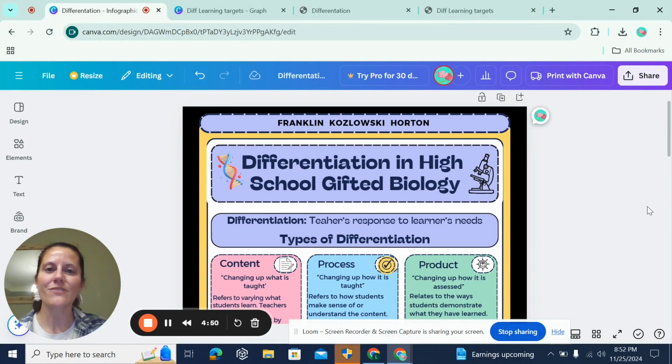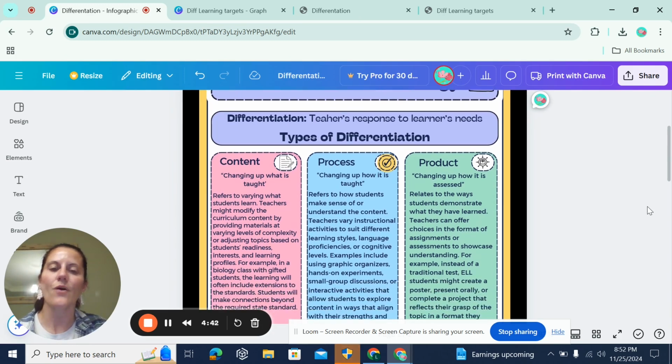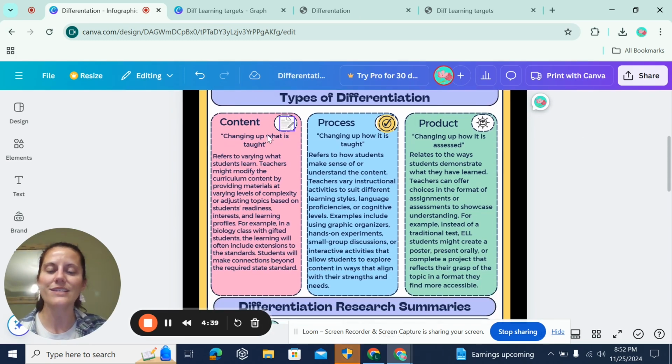Our differentiation project focused on a high school biology class with an emphasis on the gifted population of students. The three areas of differentiation we focused on, as you can see on our infographic, are content, process, and product. I'm going to dig into content with you in a little bit, whereas Carol and Shelley will focus on the process and the product. The content is really focusing on what is being taught.